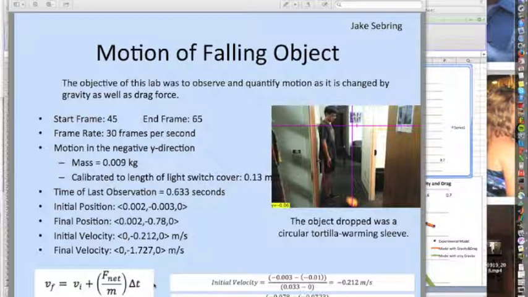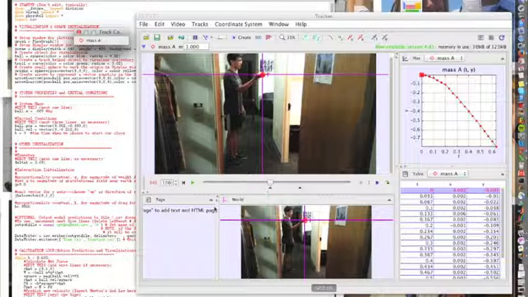In this case, the initial velocity and the final velocity are not the same, so we can assume that F net must not be equal to 0. Thus, at least one agent in the surroundings is exerting a force on the system in order to make it accelerate in the negative y direction. Here's the video of the tortilla warming sleeve. The tortilla warming sleeve is the system and everything else is the surroundings.